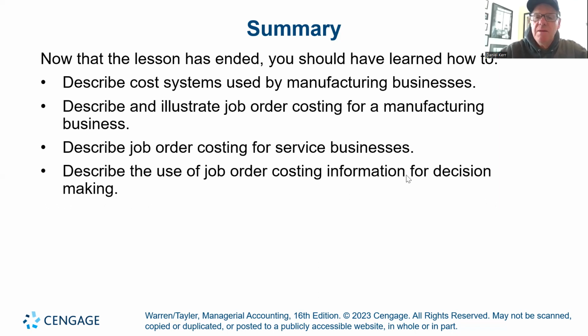Describe job order costing for a service business. It's basically the same with 2 exceptions. One, we don't have direct materials cost, and the second is we don't have finished goods inventory. And describe the use of job order costing for decision making. So what we do is we compare the costs of jobs, and then we can take a look based on how many goods were manufactured, the cost per unit of materials, cost per unit of labor, cost per unit of overhead, and we can examine any of the differences and try to figure out what's going on.